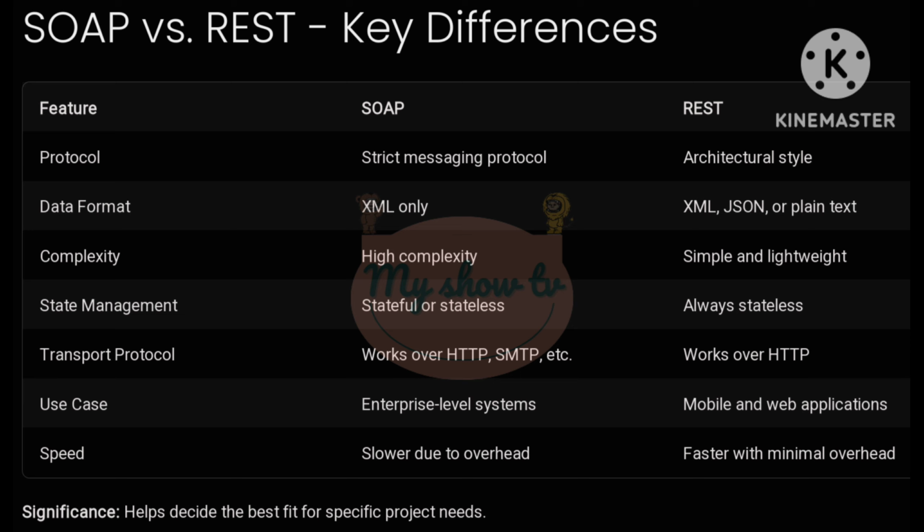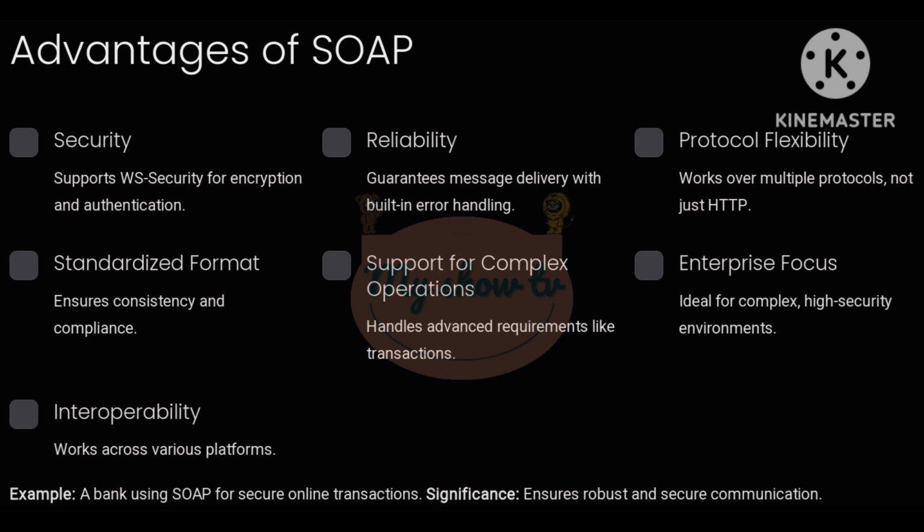SOAP's ability to work over multiple protocols like HTTP and SMTP makes it versatile, but REST's focus on HTTP simplifies its use. SOAP is often slower due to its overhead but excels in reliability and security. REST is faster and lightweight, ideal for web and mobile applications. For instance, a financial institution might use SOAP for secure transactions, while a social media app might prefer REST for its speed and simplicity.